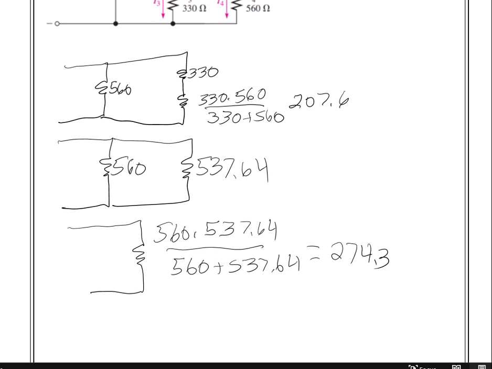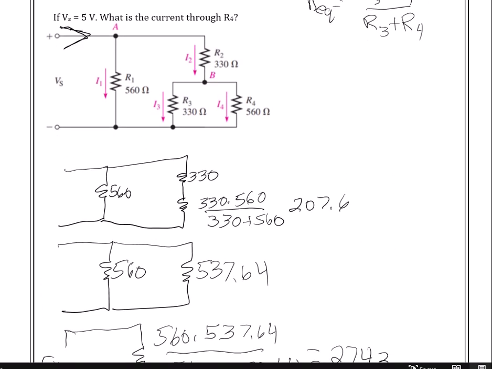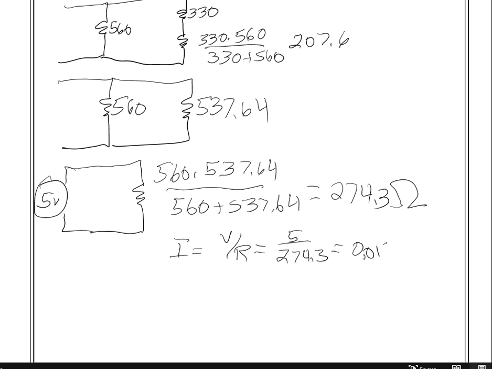Okay, and our total voltage was 5 volts, and that's over here. So now we can figure out the current coming out this way. So the current coming this way is going to be just using our voltage here and our resistance here. Then we can say I is V over R, which is 5 over 274.3, which is 0.0182 amps, or 18.2 milliamps.